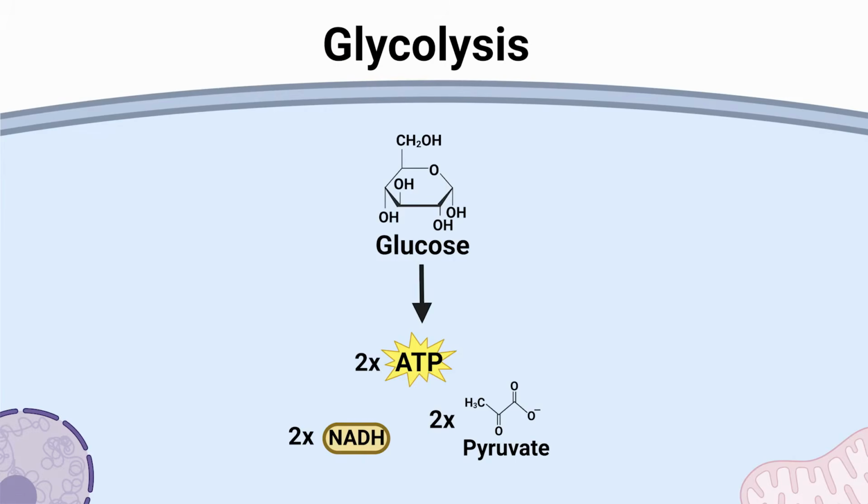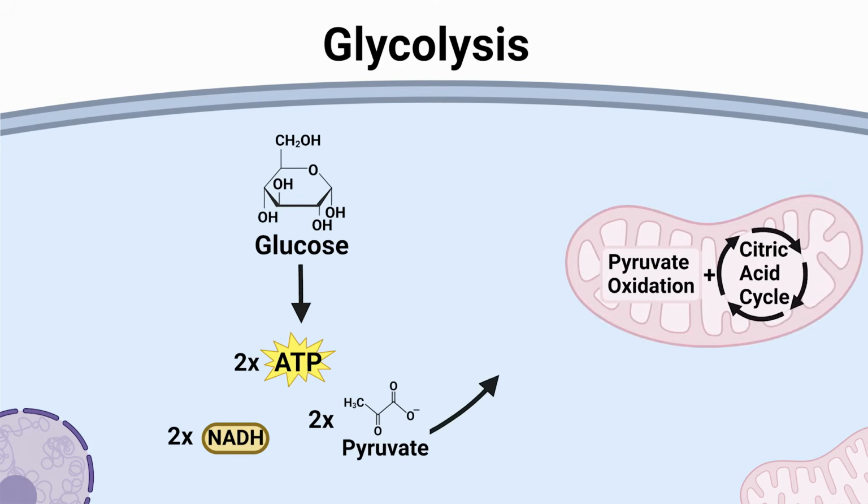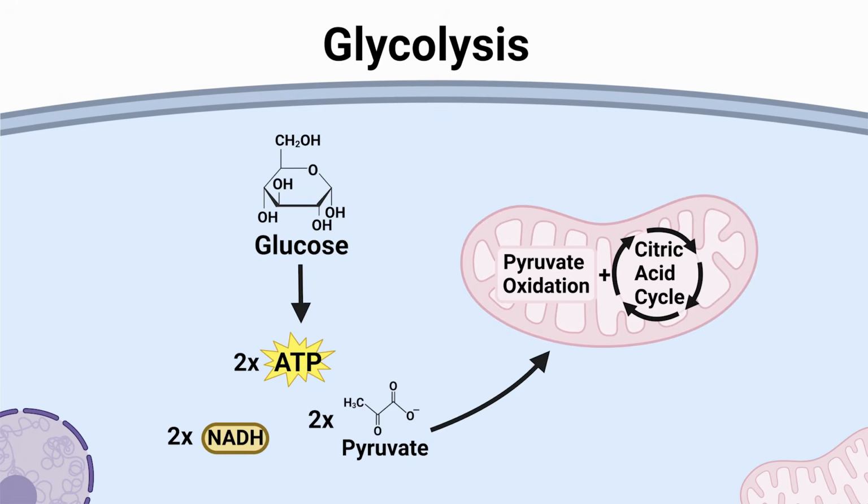Now, remember, it's ATP here that's going to be doing the work of the cell, and, well, frankly, 2 ATP isn't going to power much of anything. In fact, at this point, most of the potential energy from that glucose molecule is still to be found in those 2 pyruvates. And to get at that energy, what we need to do is move on to the next stage of cellular respiration, which we call pyruvate oxidation and the citric acid cycle.